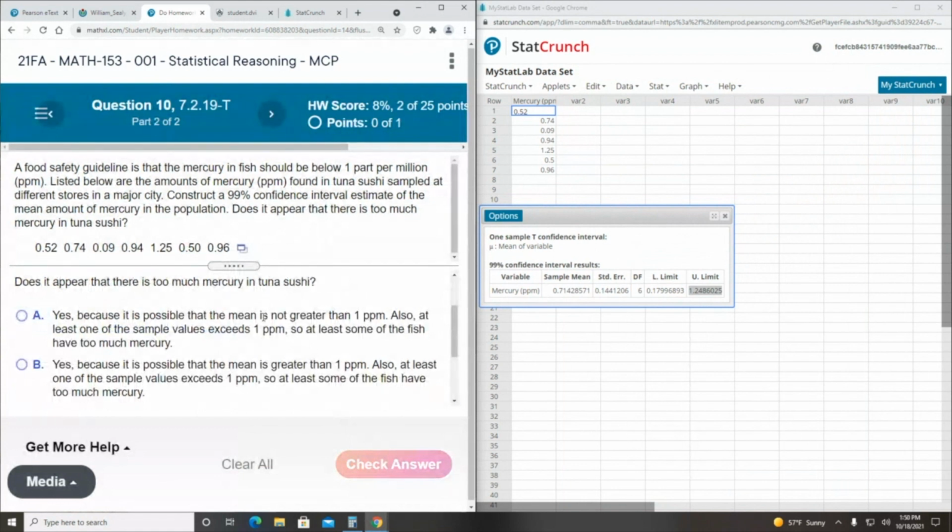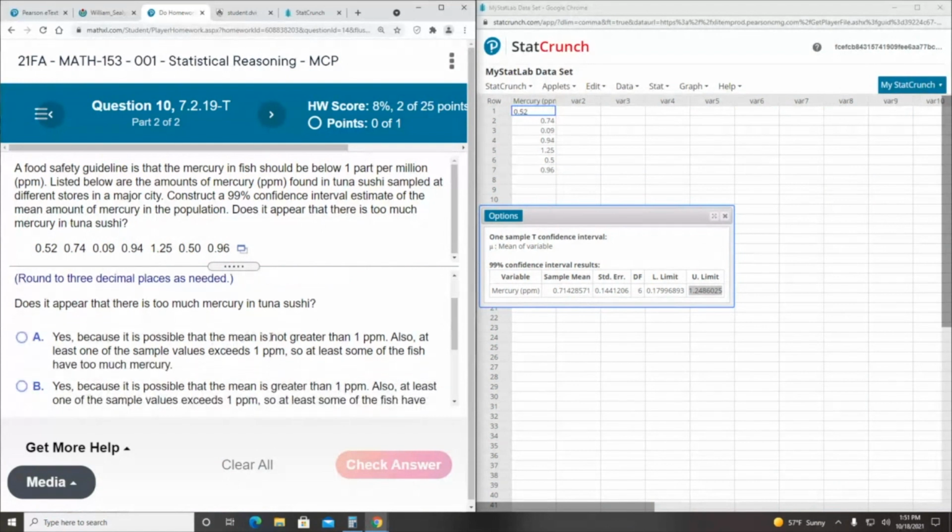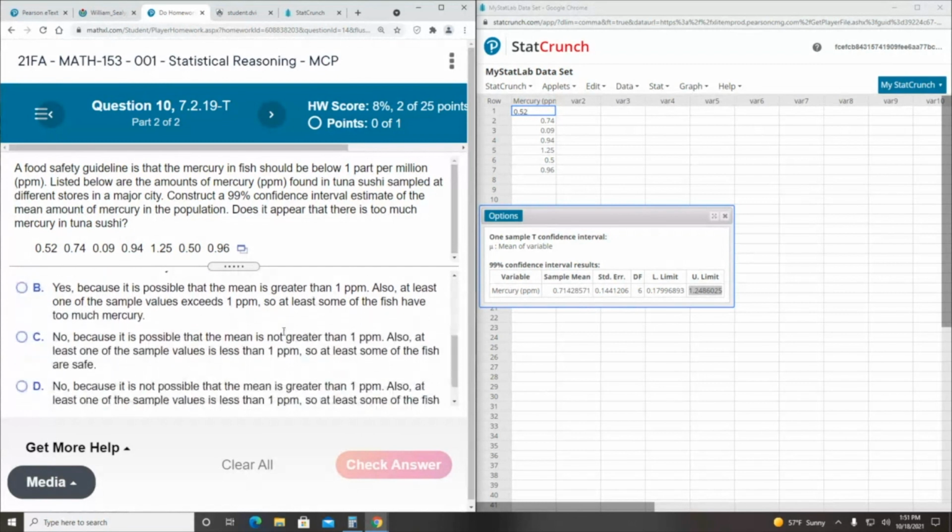So is there too much mercury in tuna sushi? Be a little careful. It looks like there are 2 choices, and of course scrolling reveals that there are actually 4 choices. We already noticed that one of these is too big to be healthy. 1.25 is too much. And we've just found that it's possible, not necessarily guaranteed, but it's possible that mu could be greater than 1, which is the safe limit. So it is possible that the mean is not greater. No, that doesn't make sense. Yes, because it is possible that the mean is greater. Also, at least one of the samples does exceed the safe level of 1 part per million. So at least some of the sushi already has too much.